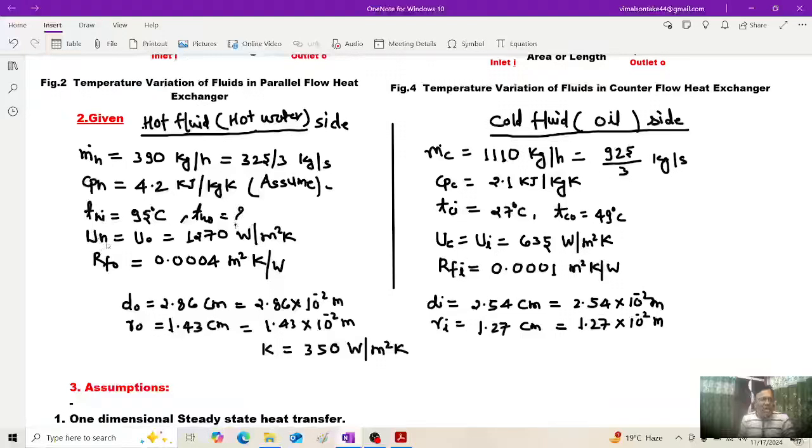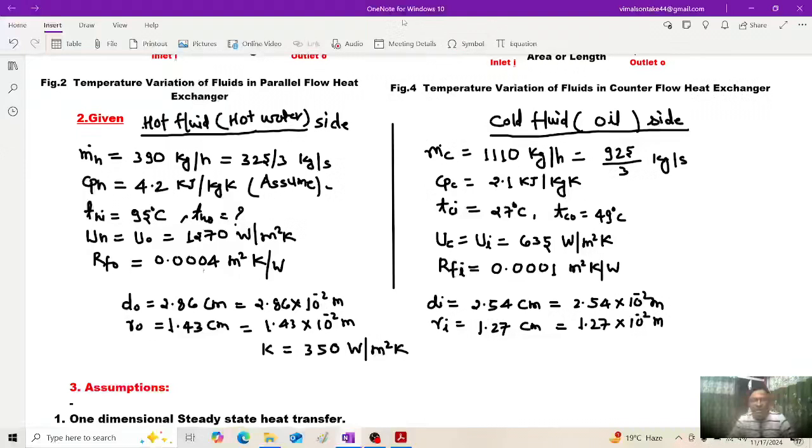Then the hot fluid is flowing on the outside of the tube. So its overall heat transfer coefficient, U suffix H, will be represented by U suffix O, and it is given as 1270 watt per meter square Kelvin. Similarly, the fouling factor on the hot water side, or outside of the tube, is 0.0004 meter square Kelvin per watt.